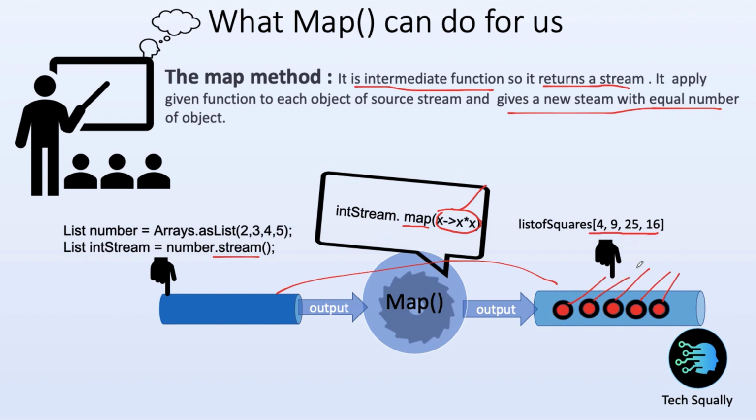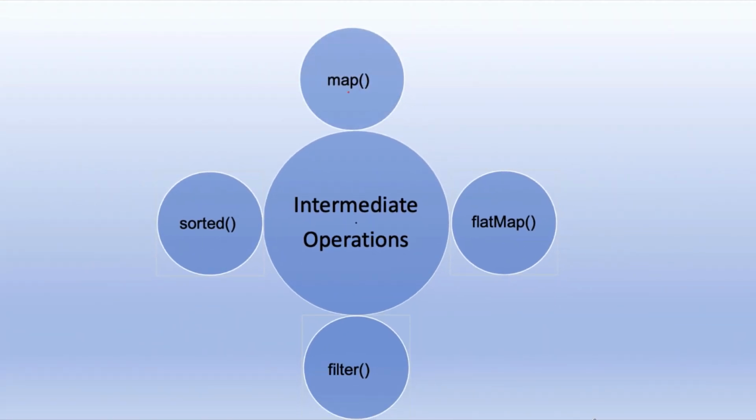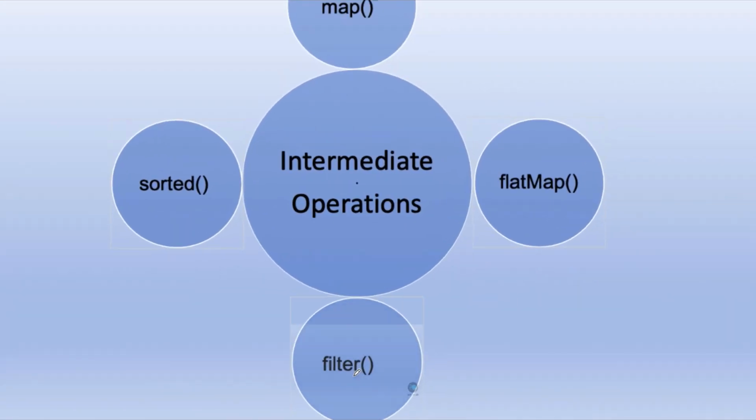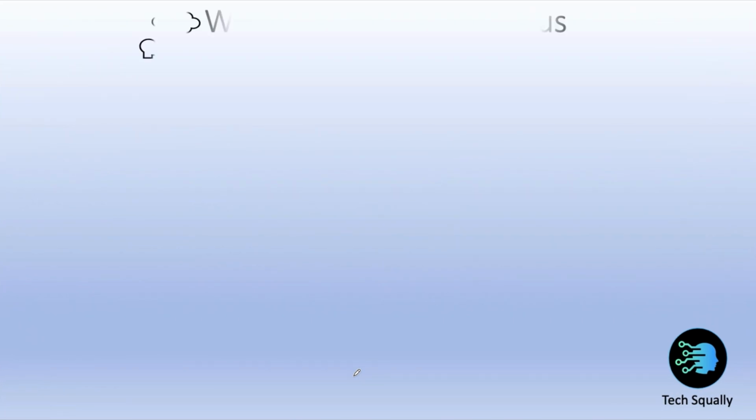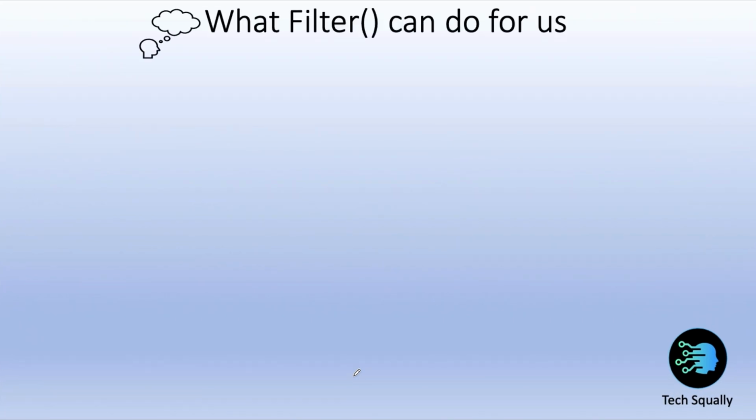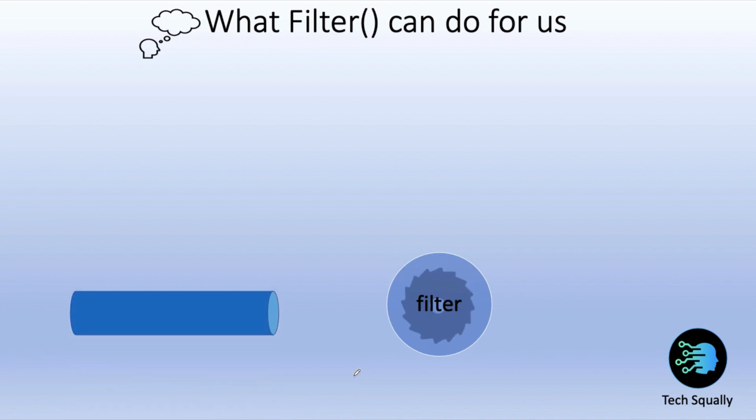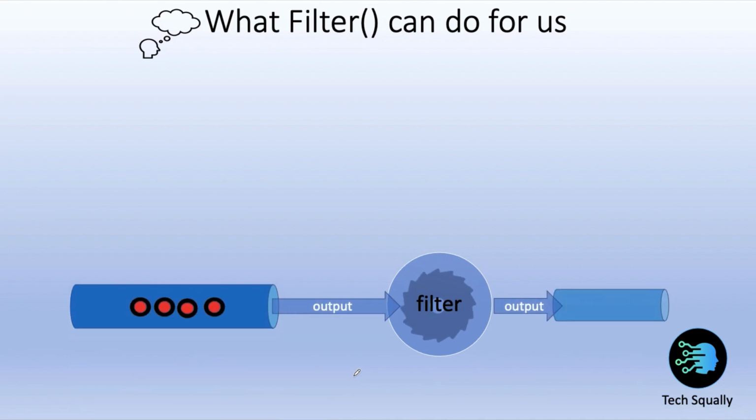Let's move to our next method: filter. As its name suggests, what can filter do for us? When we apply a filter on a source stream, it filters some objects of that source stream into the resulting stream. Like here we had 4 objects, so out of 4, 3 have been filtered into a resulting stream.